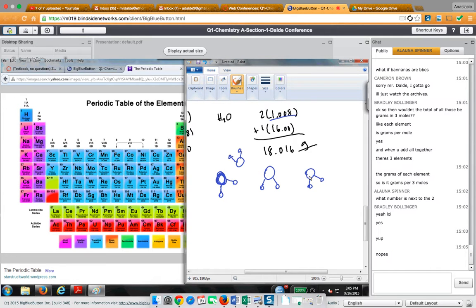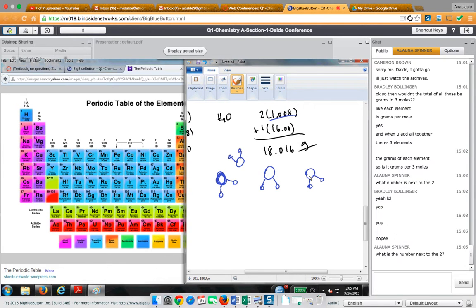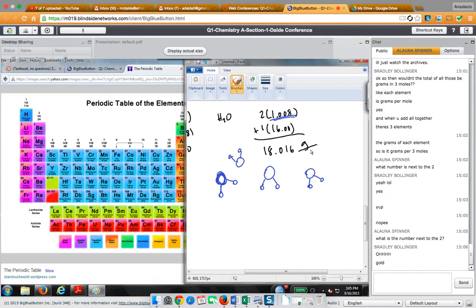Mr. Dalday, you must be 2 hydrogen ions bound together by an oxygen. What are you talking about? What is the number next to 2, this right here that I underlined? It's 1.008. I'm really struggling to break this down even more, but I feel like Bradley just got it.